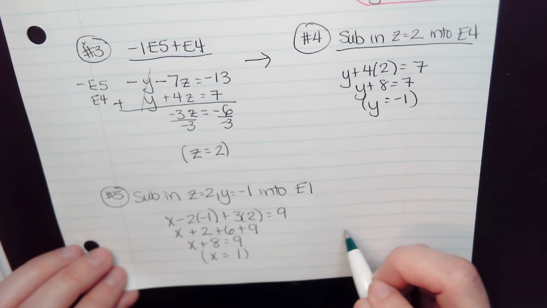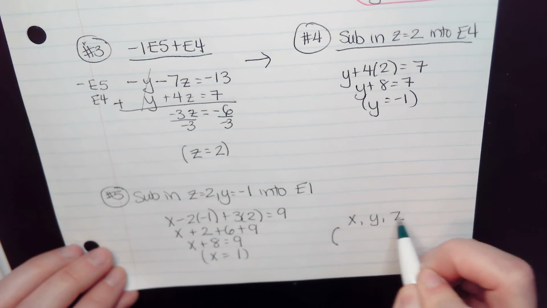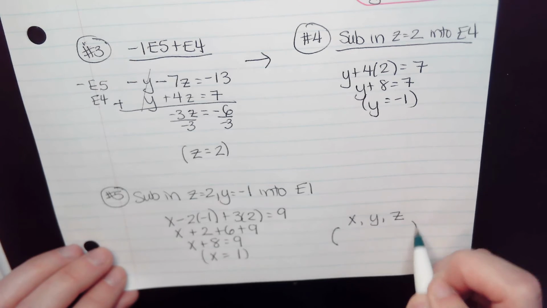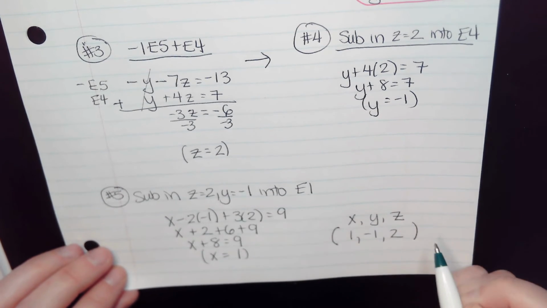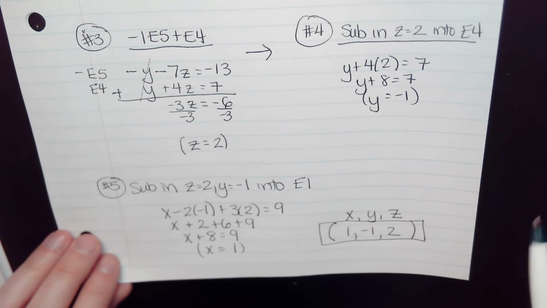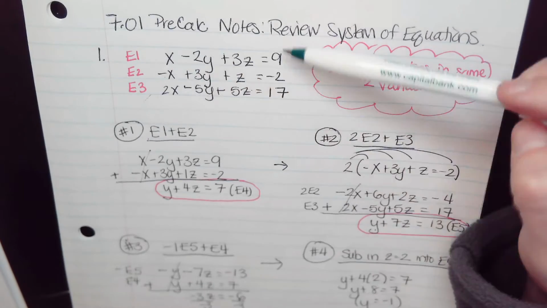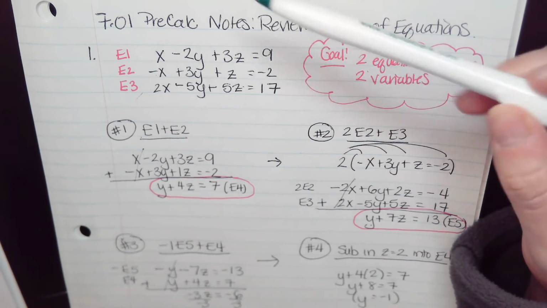And then finally, I want to write out my answer as an ordered triple, and that goes in alphabetical order. So x, y, z. My x is 1, my y is -1, and my z is 2. So this would be my answer. And to check my answer, I would need to take these values and substitute them in for all 3 equations, not just one, because sometimes it could work in one but not the rest.